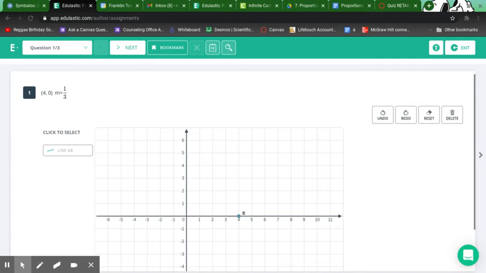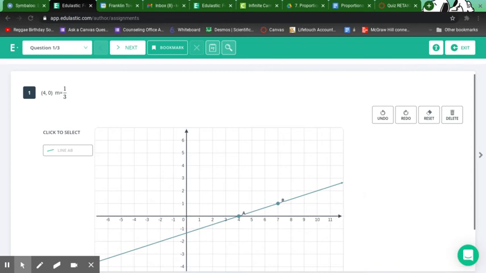Now, my slope is 1 over 3. That means I'm going to rise 1 and I'm going to run 3. Since I have a positive 1 from this point, I'm going to go up 1. And I have a positive run of 3, which means I'm going to go to the right 3 places. And now I'm going to let go, and look there.